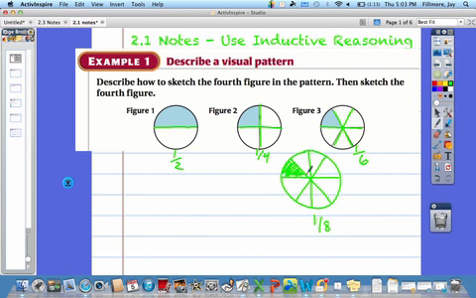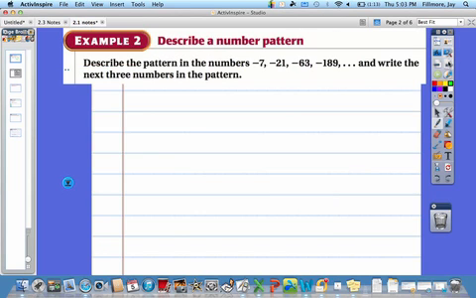Let's look at something with numerical value. So describing a number pattern. Directions say describe the pattern in the numbers -7, -21, -63, -189. And the 3 dots assume that the pattern is going to continue. And write the next 3 numbers in the pattern. So if we were to describe how our numbers are changing, how do we go from -7 to -21, and -21 to -63, and so on?